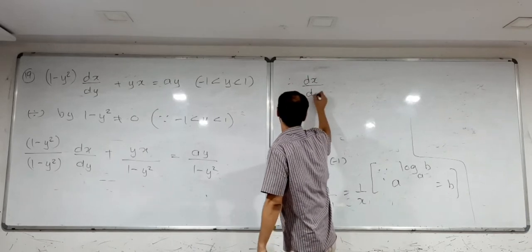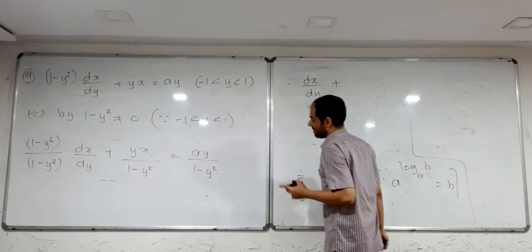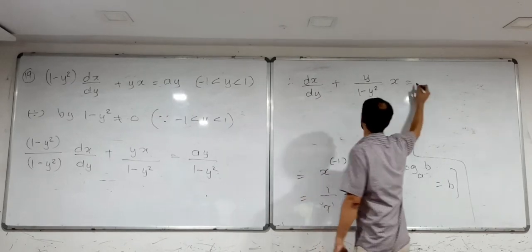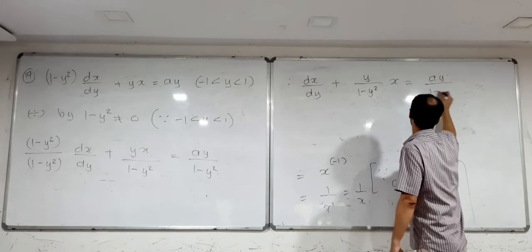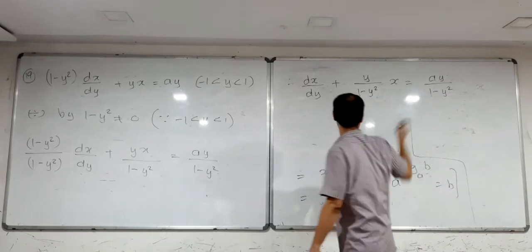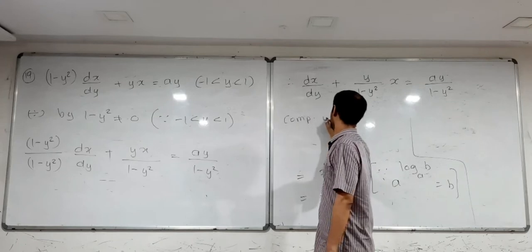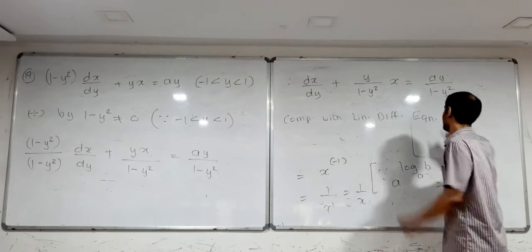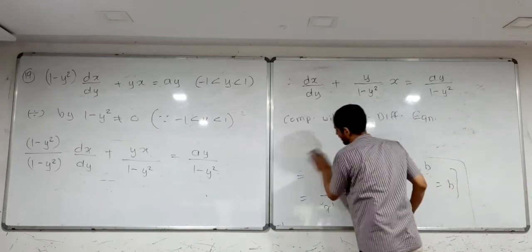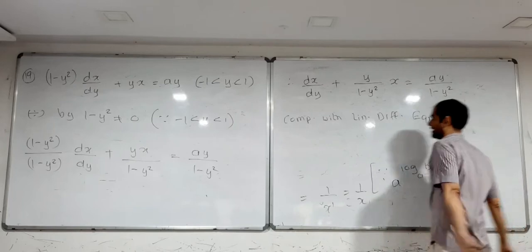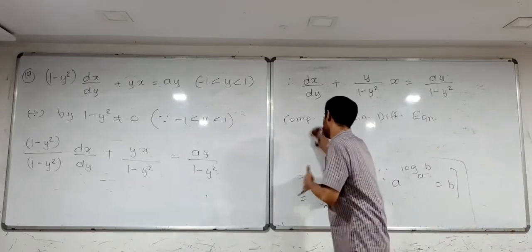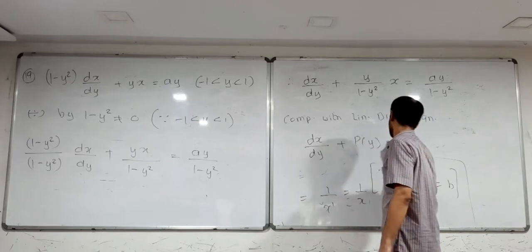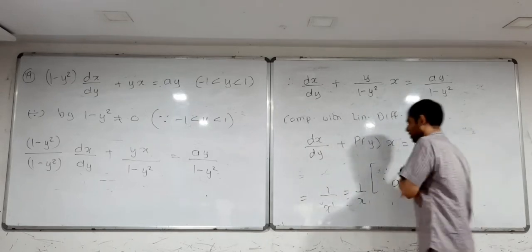So dx by dy plus p of y into x, so y upon 1 minus y square into x, is equal to ay upon 1 minus y square. This can be compared with the second linear differential equation. Comparing with the linear differential equation dx by dy plus p of y into x is equal to q of y.